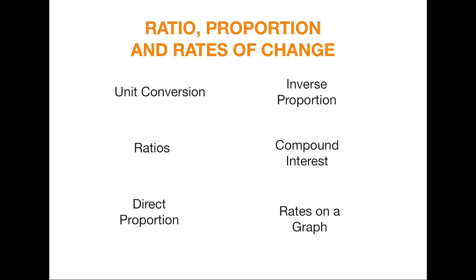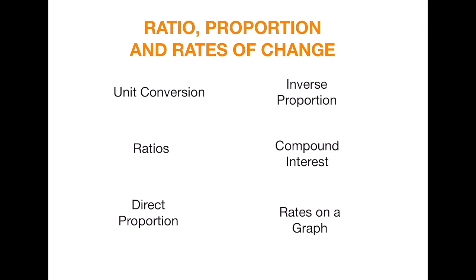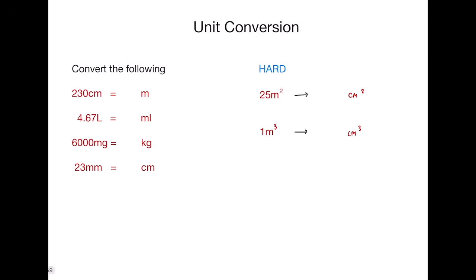And that sums up all of the graph content that you will need to know. So moving on to actually our smallest topic, the ratio, proportion and rates of change. I have split them up into these 6 subsections. Starting off with unit conversions, you need to know the basic unit conversions, and then those doing higher need to be comfortable converting between meters cubed, centimeters cubed and all that kind of stuff.